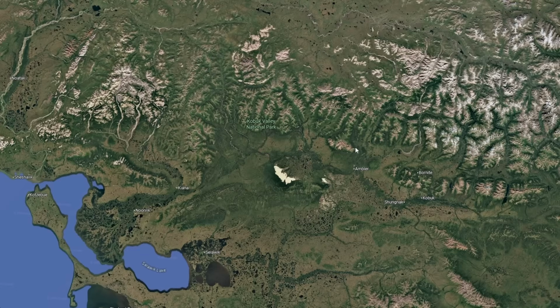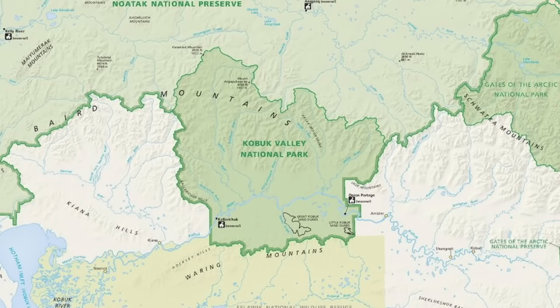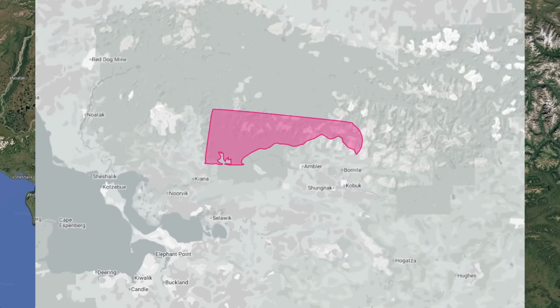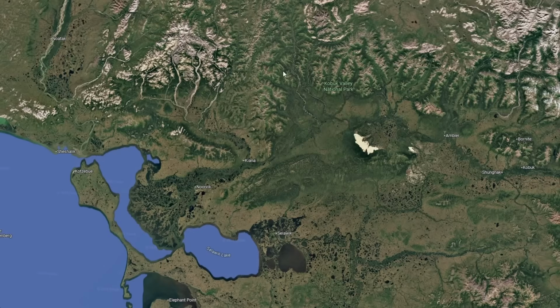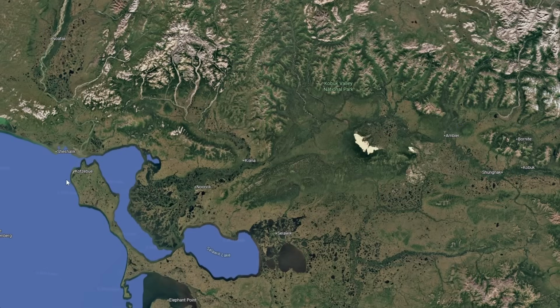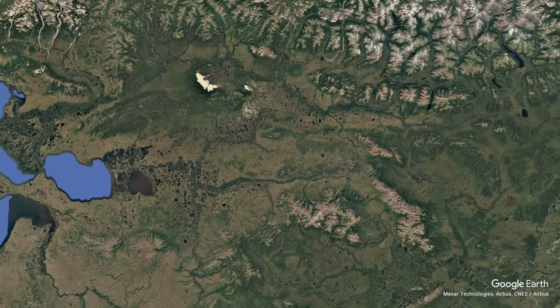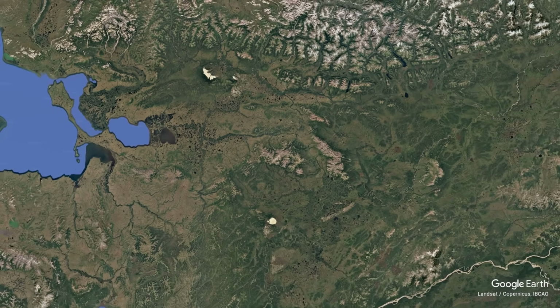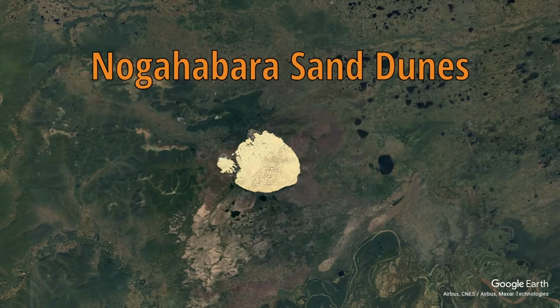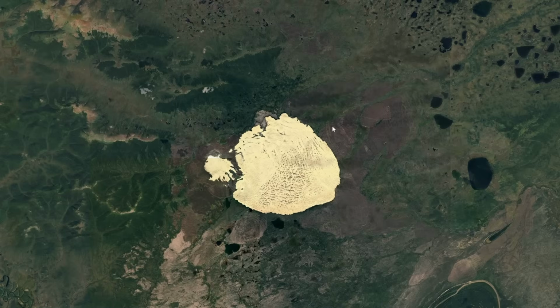The dunes are now protected by the very large Kobuk Valley National Park, one of the least visited national parks in the country, and it is actually bigger than the state of Delaware. To visit the park and the dunes, you need to fly in by plane, most likely from Kotzebue. The next set of dunes in Alaska are found roughly 100 miles to the southeast, and these are the Nogahabara Sand Dunes. The Nogahabara Sand Dunes are much smaller than the Great Kobuk Sand Dunes, coming out to be around 10,000 acres.